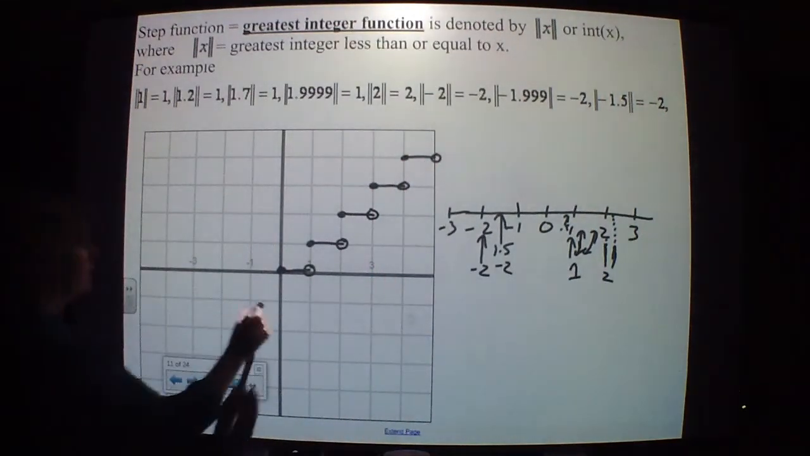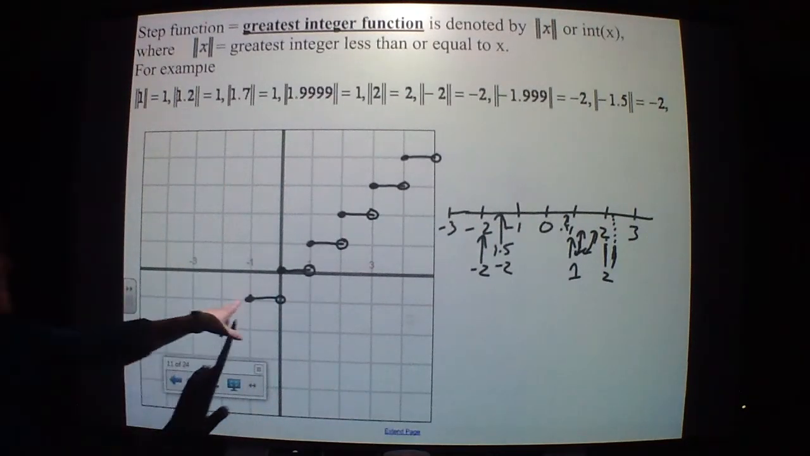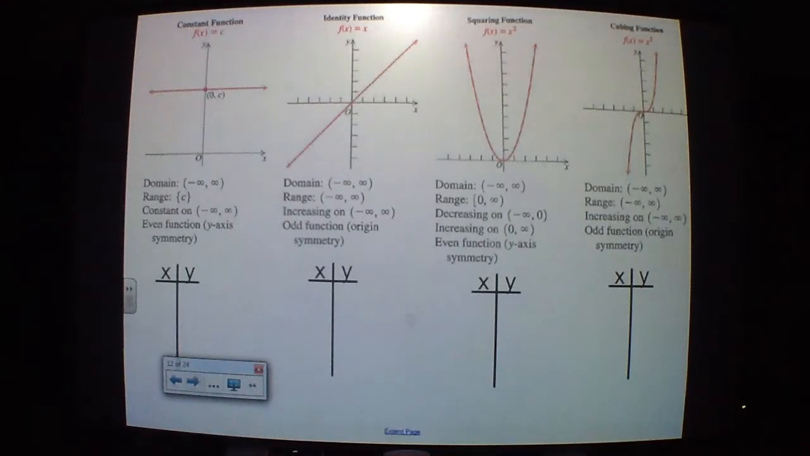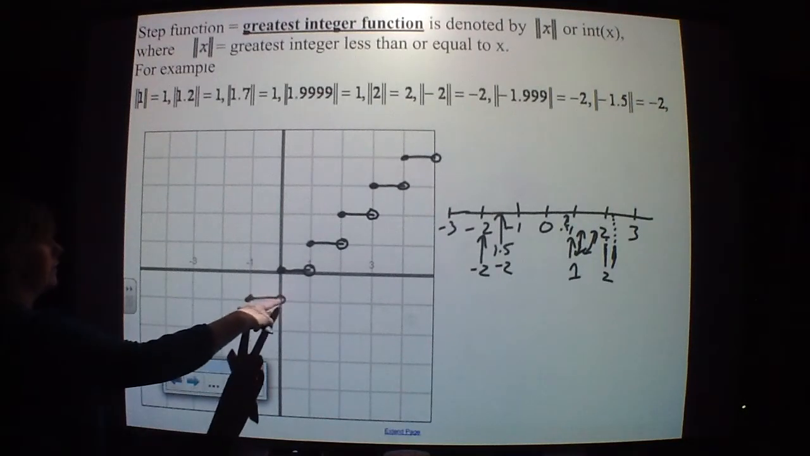If you graph it on your calculator, the problem with graphing on your calculator is you won't see the numbers included or not included. The only way you could tell that would be if you looked at the table values on your calculator. So this is also, like I said, a step function. It's a real function on your calculator, and you could graph greatest integer of x, and it would look like this step function, except it'd just be a line.